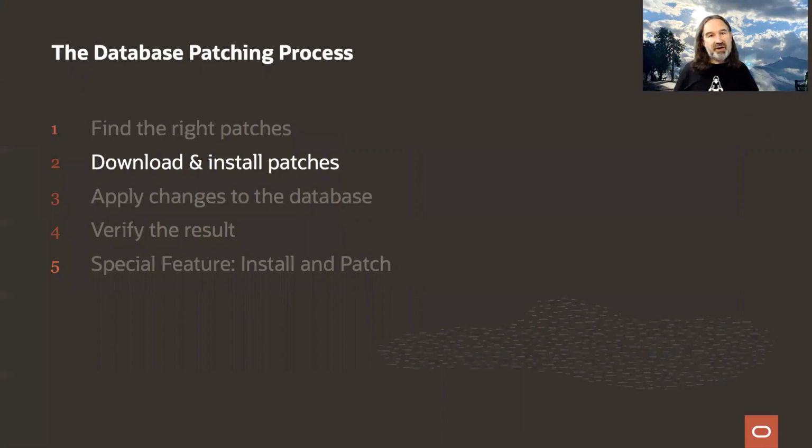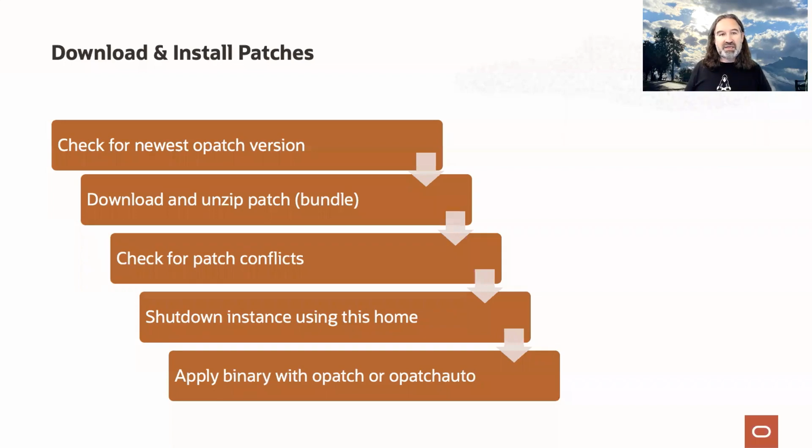Now download and install the patches is the next step. So now we know there are patches around. We have figured out it's really important to apply them. Now we need to download them. And the process is straightforward. We check for the newest OPatch version. This is by heart, I can tell you. Always use the newest OPatch. Makes your life much easier. Download and unzip the patch or patch bundle. Check for conflicts. Shut down the instance using the home you would like to patch, unless you have a RAC environment, then you do it rolling with opatch auto. And then apply the binary.